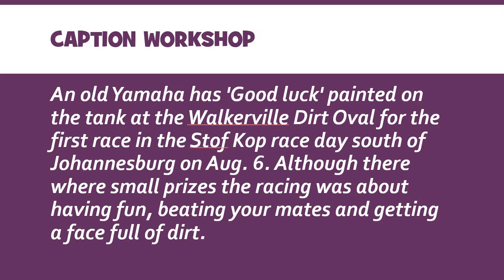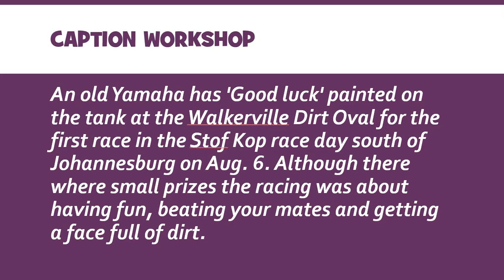Notice that this has got the specifics of the details needed for it. It talks about the type of motorcycle it is, that it is good luck painted on the tank. It's got the where, Walkerville Dirt Oval. It's got the why, the first race at the Stof race day. And it's got the when, August 6th. So this is, again, sort of like a lead in describing exactly what you're looking at in the photograph.